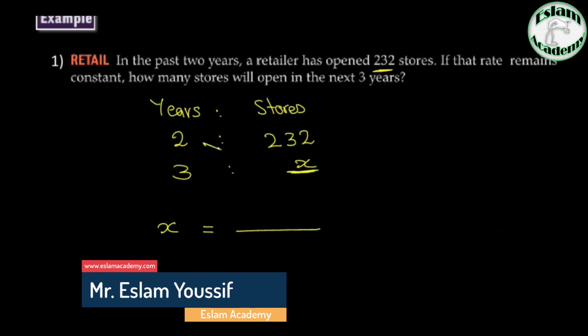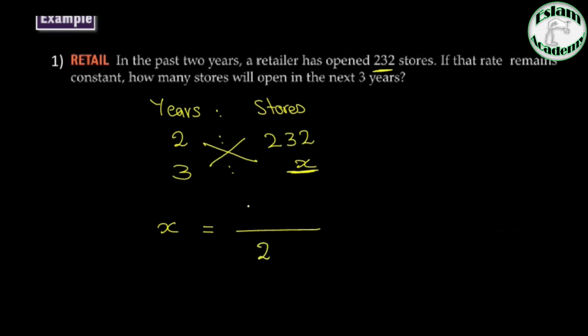So we'll use the same way, cross multiplication. The number which is opposite to x will be written down, and we have 3 times 232, divided by 2. 232 divided by 2 equals 116. By multiplying, it equals 348.